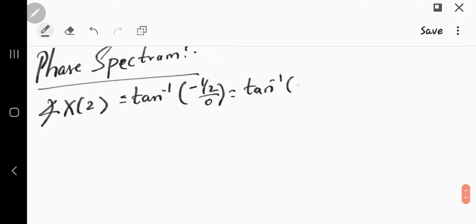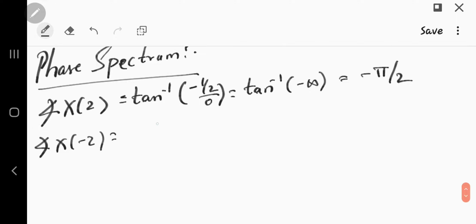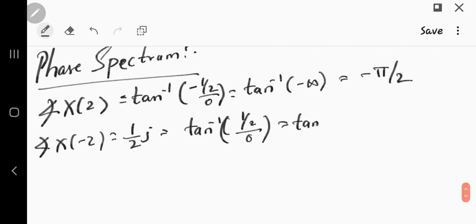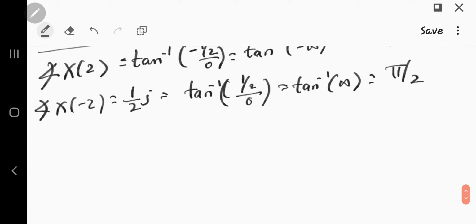So first one is the phase of X of 2, that is tan inverse of minus 1 by 2 by 0, that is tan inverse of minus infinity, which is minus pi by 2. For X of minus 2, we have plus 1 by 2j, that means tan inverse of 1 by 2 by 0, that is tan inverse of infinity. Again you will get plus pi by 2 here.